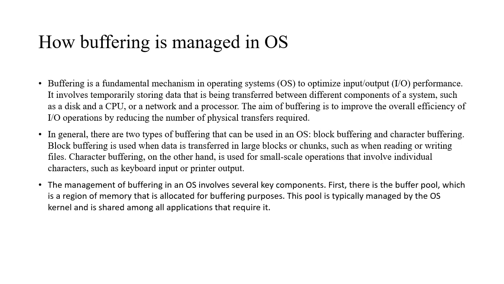Next, the management of buffering in an OS involves several key components. First, there is the buffer pool, which is a region of memory that is allocated for buffering purposes. This pool is typically managed by the operating system kernel and is shared among all applications that require it. So these are the key components we need to look at.